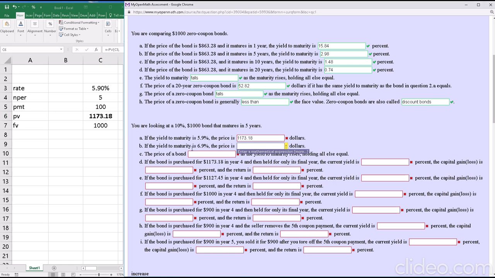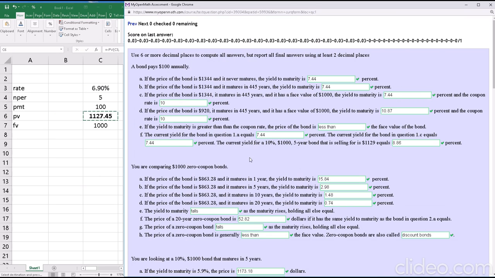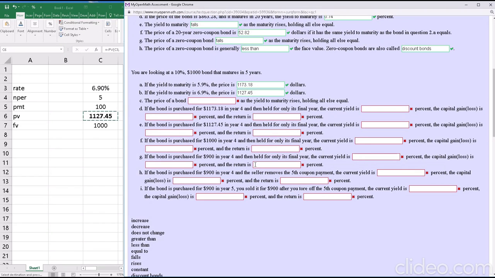Okay. Now, the yield to maturity goes to 6.9%. The price drops. So the yield to maturity increased, the price decreased, right? So the price of the bond falls as the yield to maturity rises, holding all else constant.